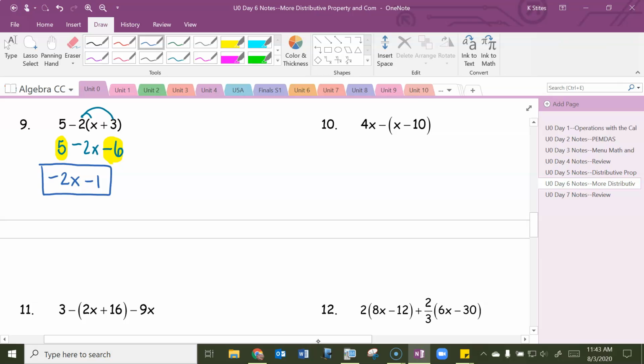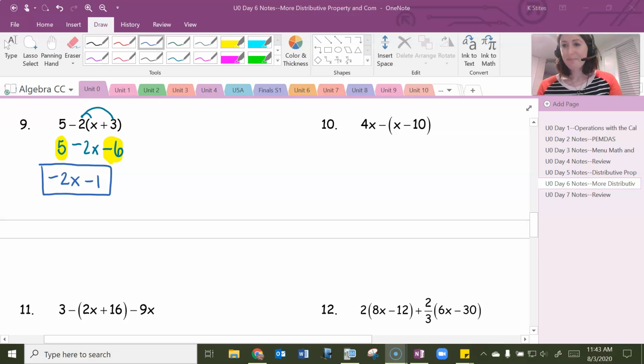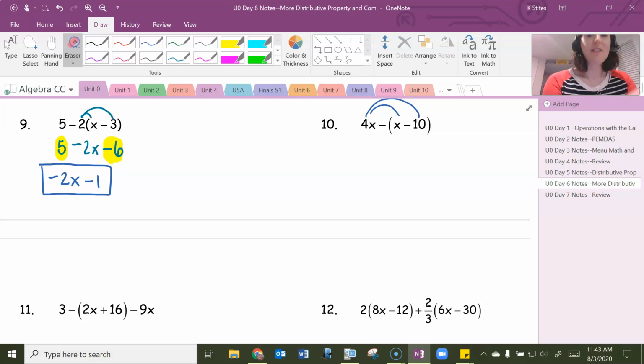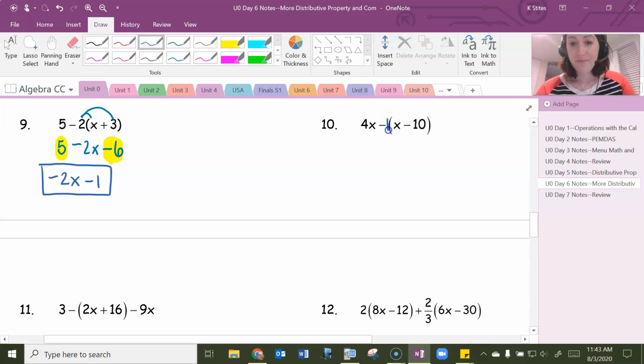All right, number 10. Number 10, I love this one. I love this one because people are like, distribute 4x, and they're doing that and it gets crazy. No. What did we say? You are distributing the number directly attached to the parentheses. That 4x is not attached to the parentheses, my friends. What is attached? A negative 1. All you are distributing is a negative 1 here.